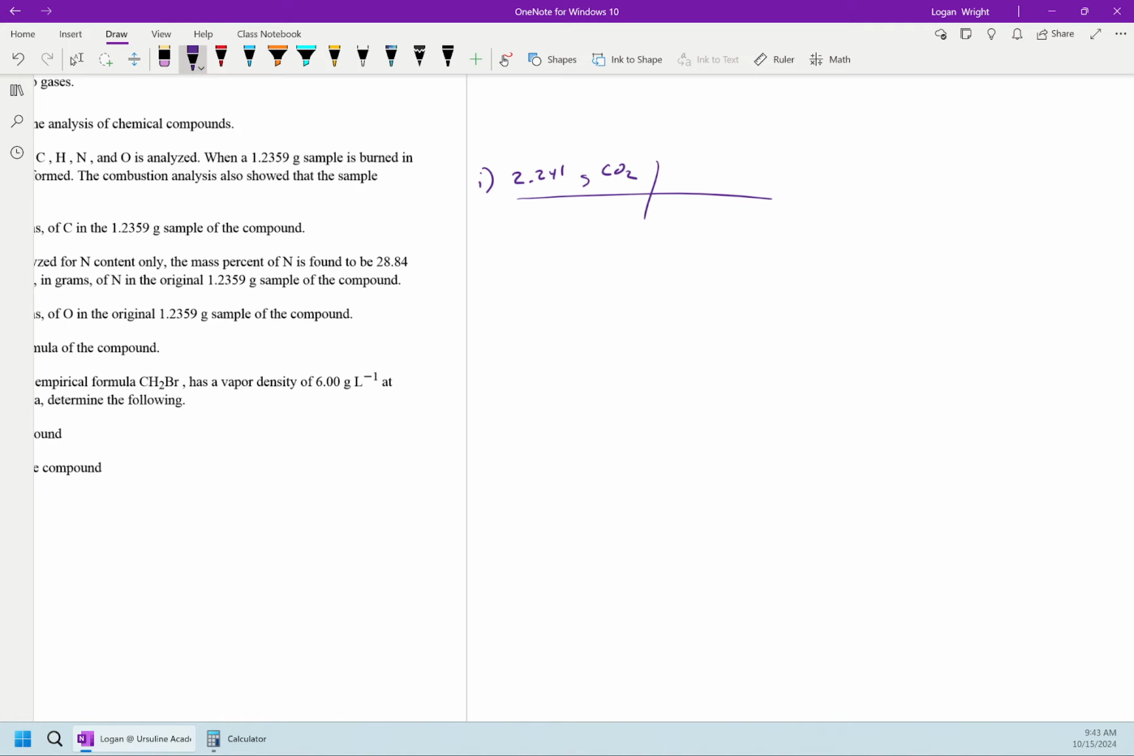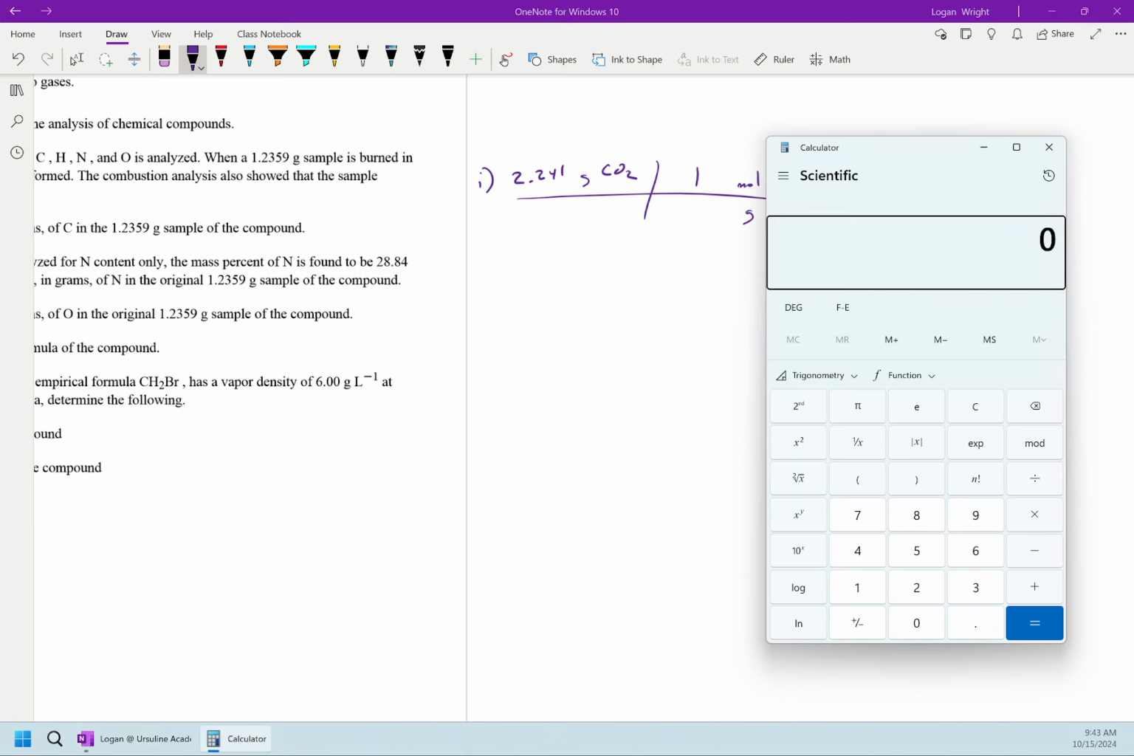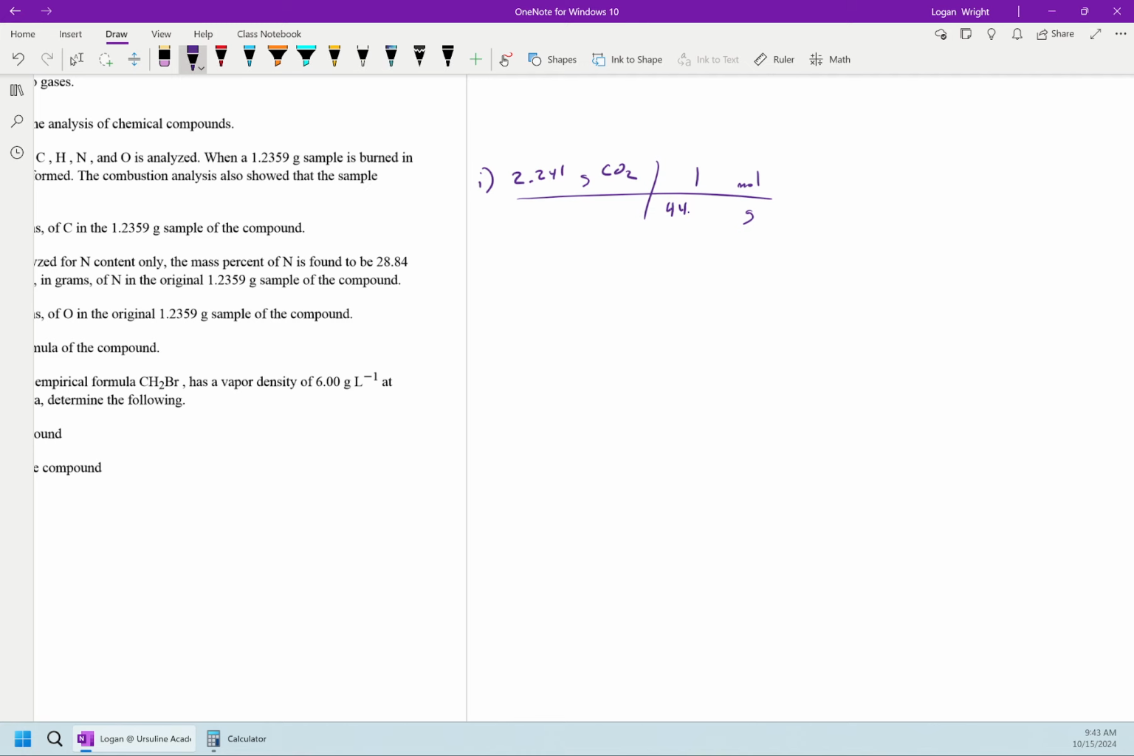So we need to convert the grams into moles. So 1 mole of CO2, and then we can take the molar mass from our periodic table. I've got oxygen is 16 times 2 plus 12.01 for my carbon, so 44.01 grams of CO2 to moles. The reason we're doing that is because we want to be able to convert from moles of CO2 to moles of just carbon. How much carbon is in this substance? Well, because there's only 1 carbon in every molecule of CO2, that's a 1-to-1 ratio.